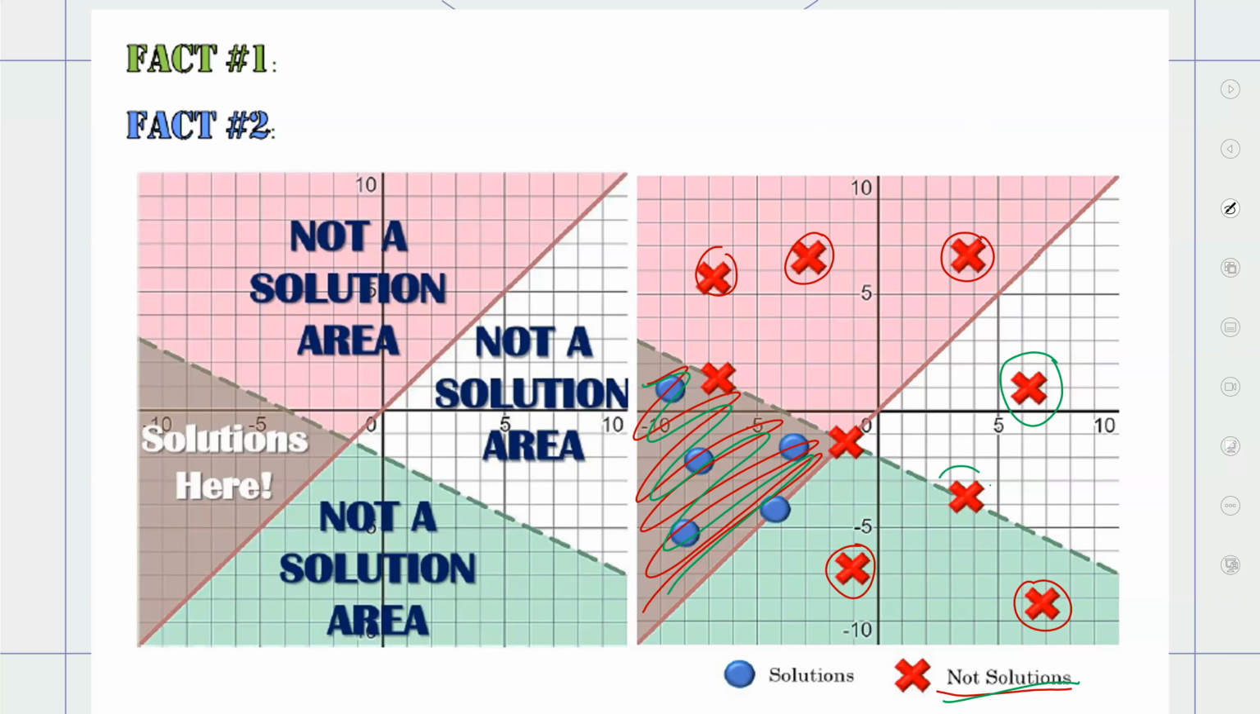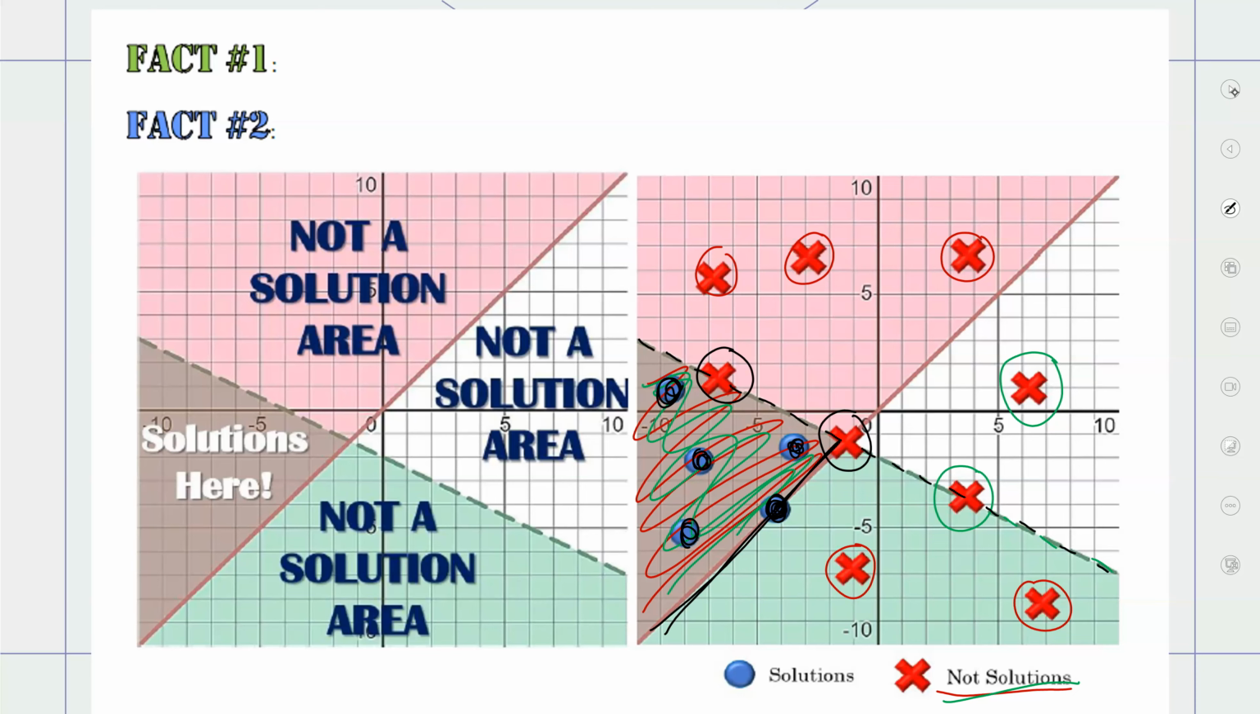Notice this is not a solution because one, it's not in the double shaded area and it's on a dashed line. These 2 points are not solutions because they are on a dashed line. Solutions are not located on dashed lines. The only solutions that we have are these dots here. These are valid solutions because they are in the double shaded area, and this one is a solution because it's in the shaded area and it's on a solid line.